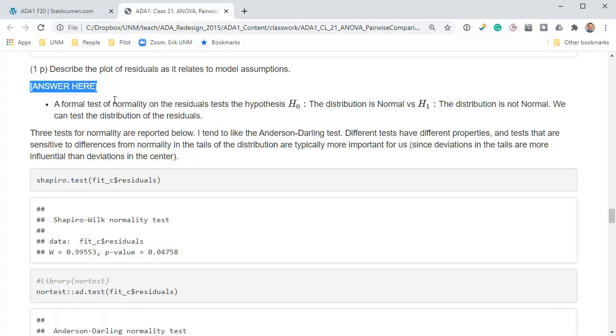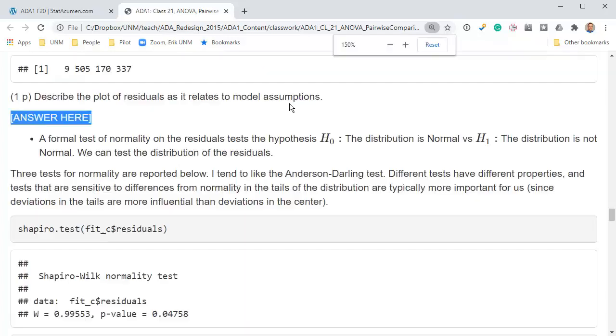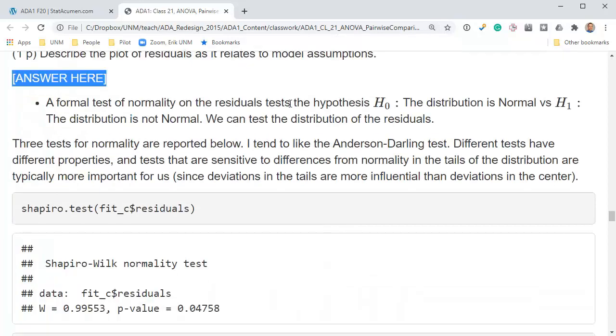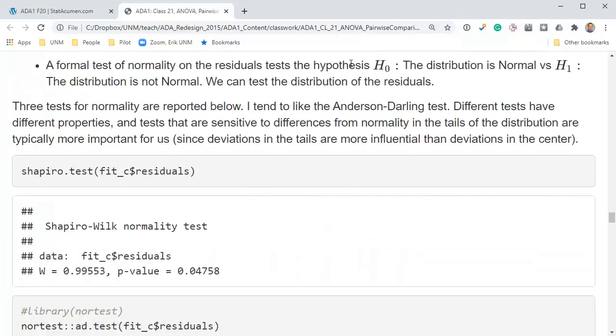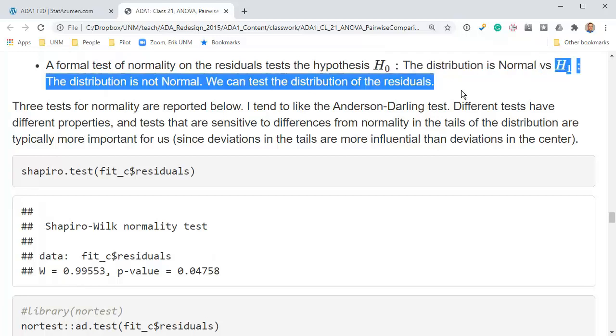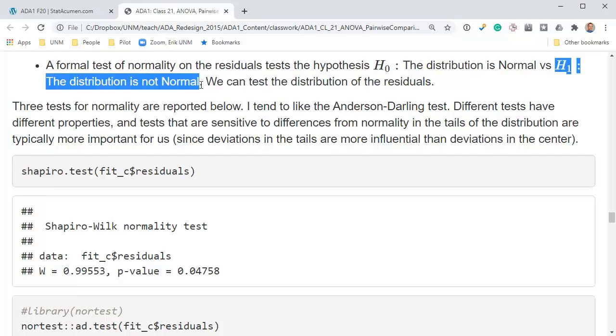Finally, we can use a formal test of normality to set up a hypothesis test. So here the null hypothesis is that the residual distribution is normal versus it is not normal. And we can perform a test. Now there's like 12 or more normality tests out there. And I tend to like the Anderson-Darling normality test.